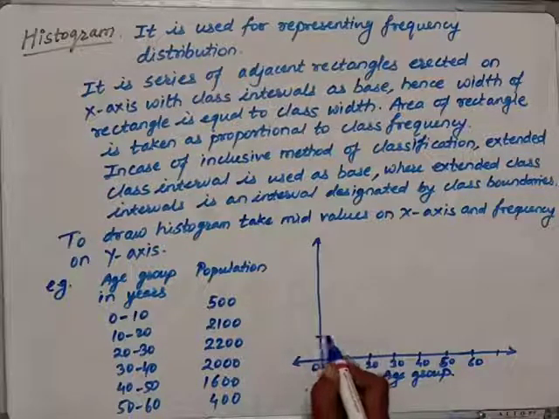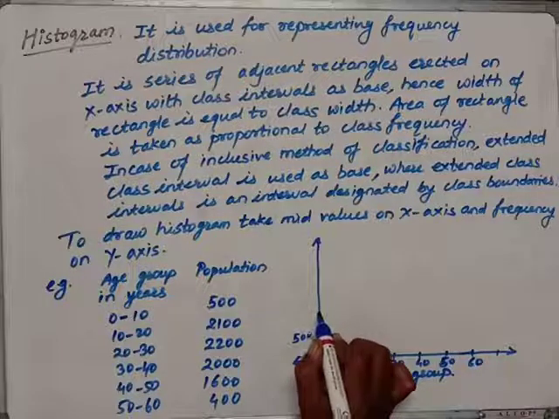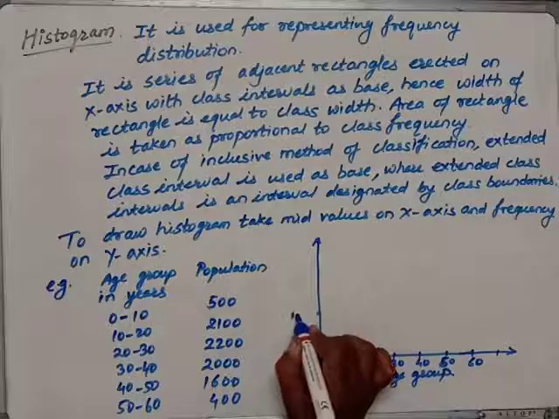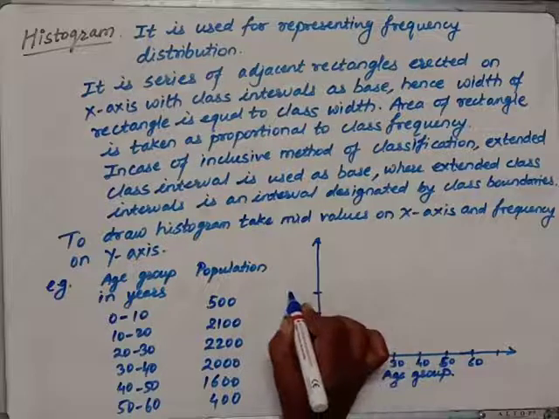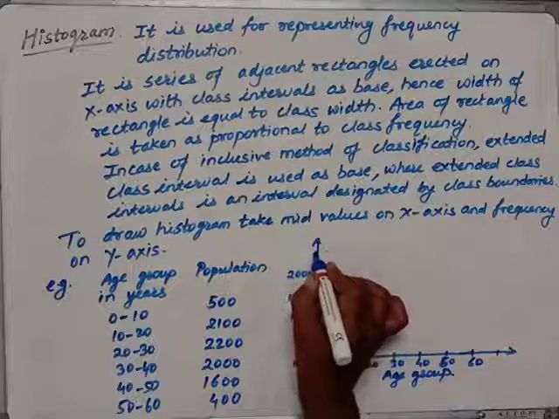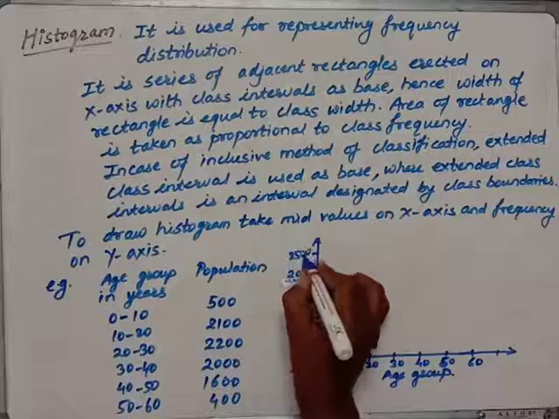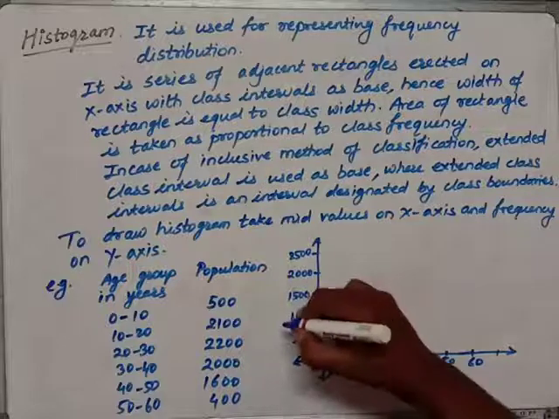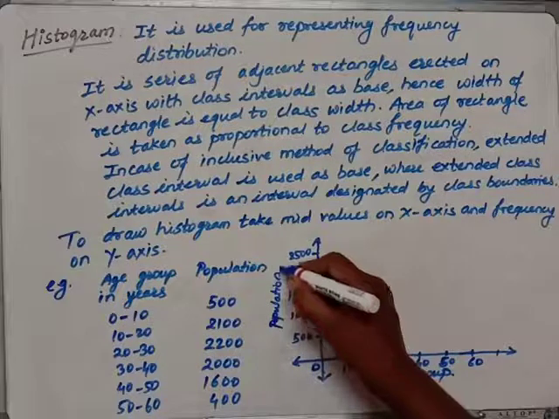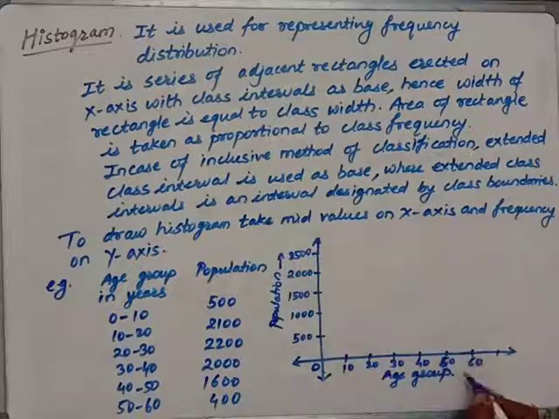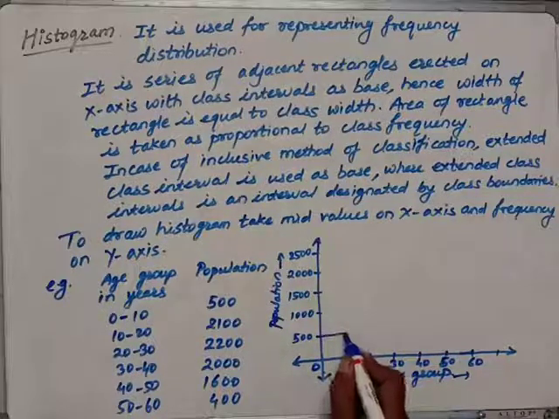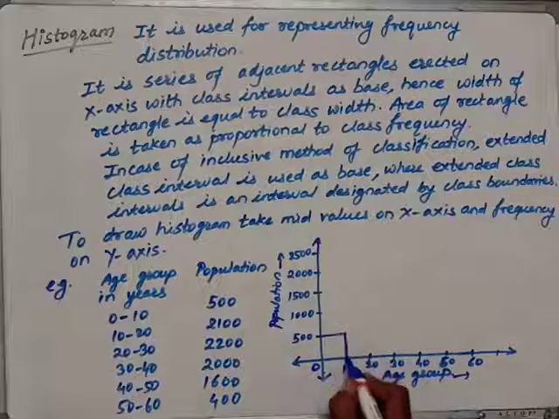Now let me take a scale: 500 as 1 unit, so it will be 1000, 1500, 2000 and 2500. This is the population we have taken, and here the age group. Now between 0 to 10 the population is how much? 500.